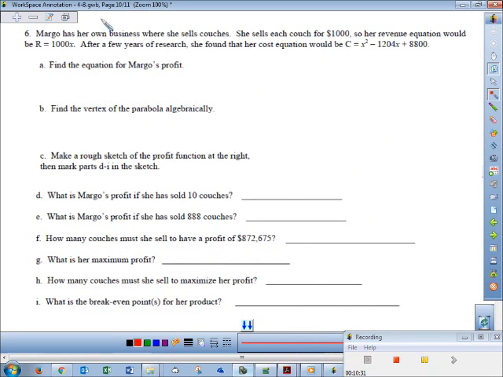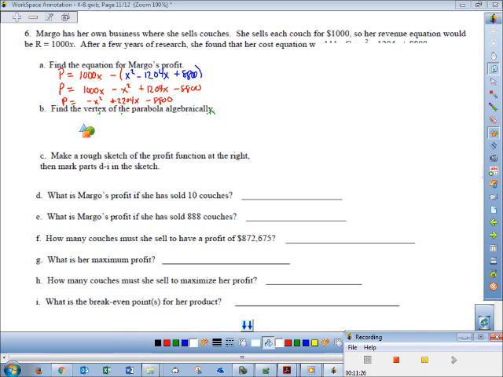All right, last one. Margot has her own business where she sells couches. She sells each couch for $1,000, so that's her revenue. After a few years of research, she found that her cost equation would be this, so here's her cost. Find the equation for Margot's profit. So, since profit equals revenue minus cost, I'll let you do that. Please pause the video and get that done.